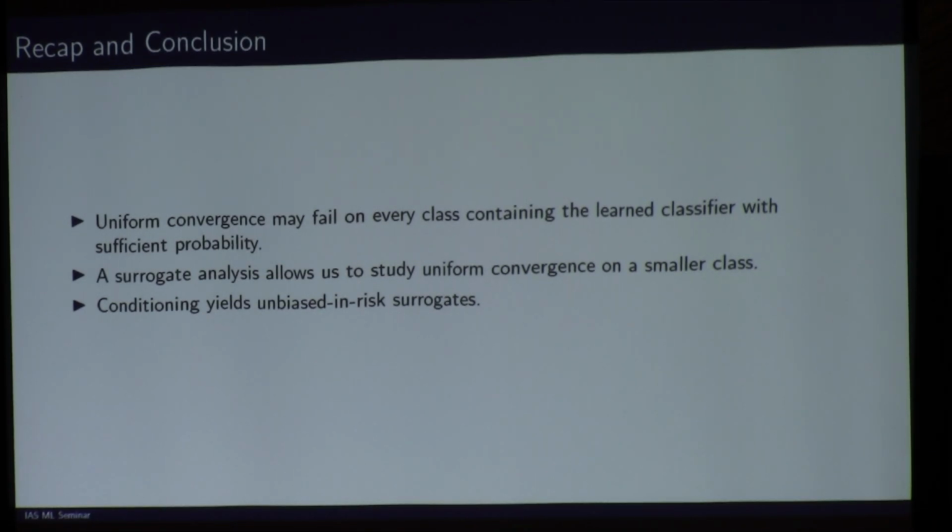A surrogate analysis allows us to potentially study uniform convergence on a smaller class, and conditioning is one way to obtain such surrogates. And so one of the things we're doing this semester is studying some classical examples to see whether we can obtain interesting classes on which uniform convergence is happening, and then build risk bounds through these classes. And I also think that this particular technique of conditioning might open the avenue for empirical approaches to study these ideas in SGD. So maybe later in the semester, when we actually do some work in that direction, we'll report on it.